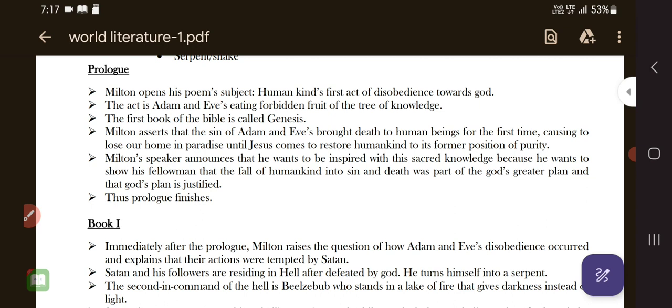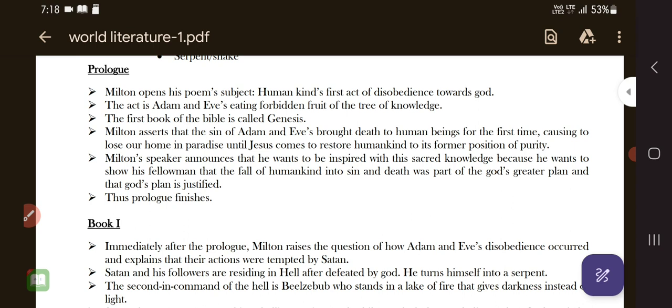Milton asserts that the sin of Adam and Eve brought death to human beings for the first time, causing us to lose our home in paradise until Jesus comes to restore humankind to its former position of purity. So it is the sinful act of Adam and Eve that made a threat to all human beings, and purity will be restored when Jesus Christ comes.